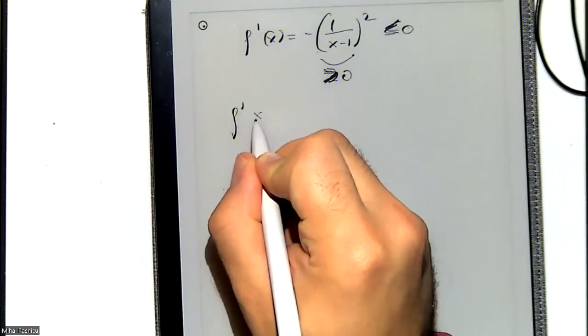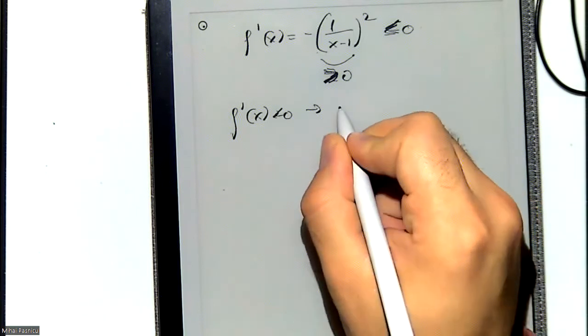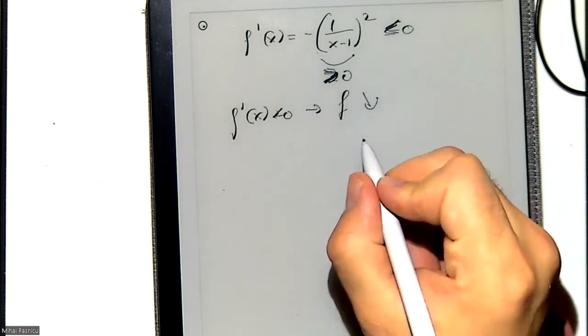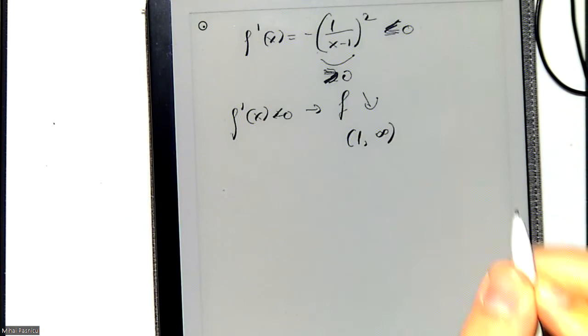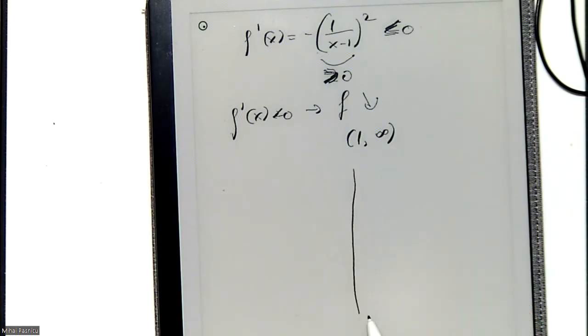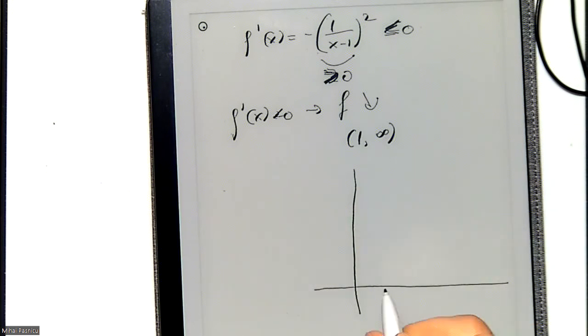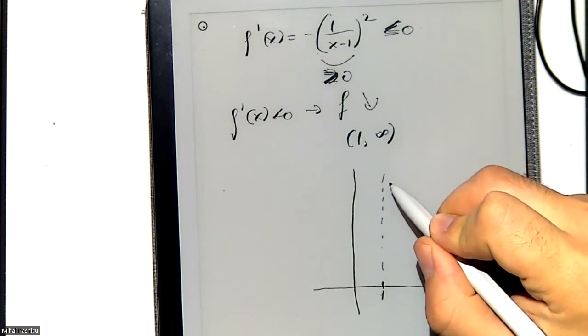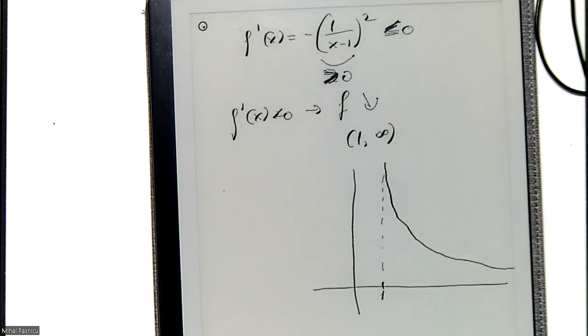Building up, I told you that if the first derivative is negative, it means the function is decreasing. So given that the function is strictly decreasing, and I'm working with the interval 1 to infinity, it just means that my graph is looking something like this. So this is 1 over here, and it just keeps on going like that, and goes like that. And it doesn't intersect, it just keeps on going up. I just don't have where to draw it.